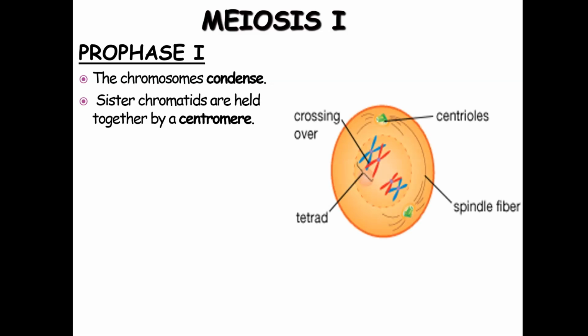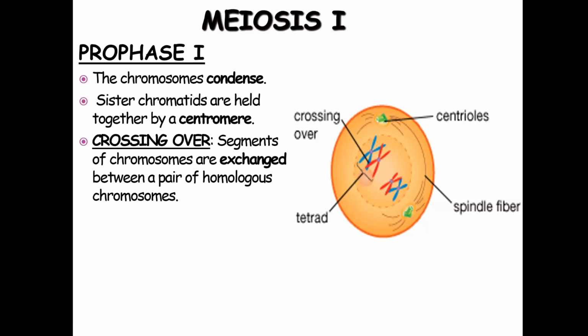Prophase 1. There are two stages: prophase, metaphase, anaphase, and telophase 1, and then there's also prophase, metaphase, anaphase, telophase 2. The chromosomes will condense during prophase 1. Sister chromatids are held together by the centromere. So these are sister chromatids: there's 1 and 2 sister chromatids here, and then 1, 2 sister chromatids here, held together by this centromere.